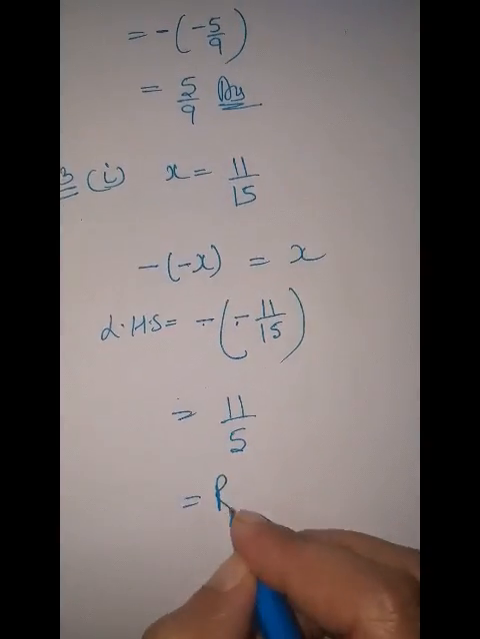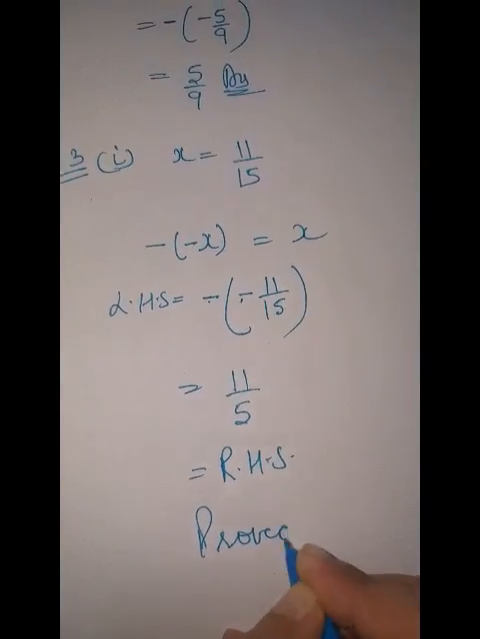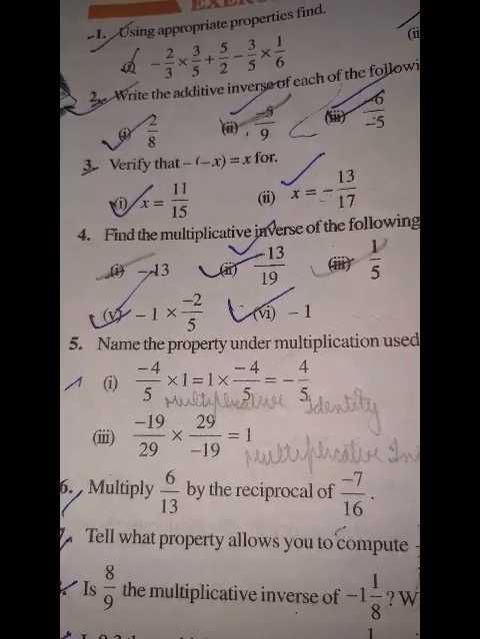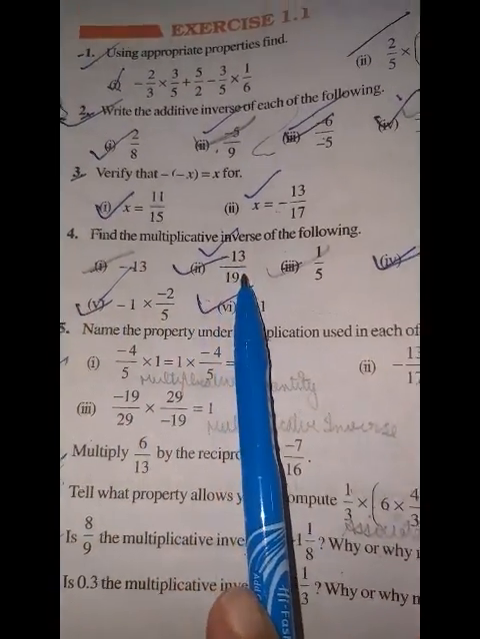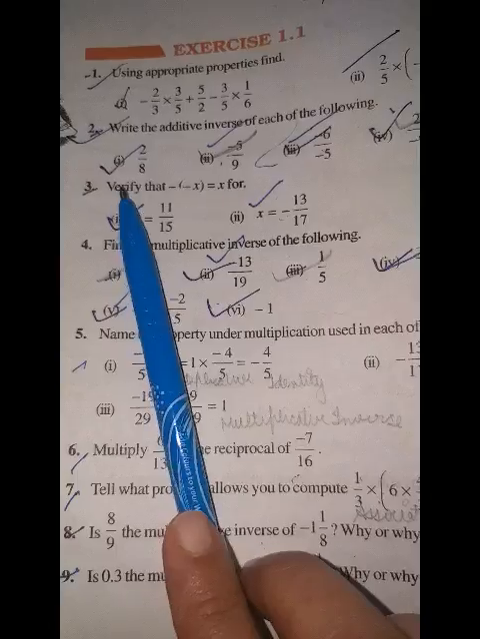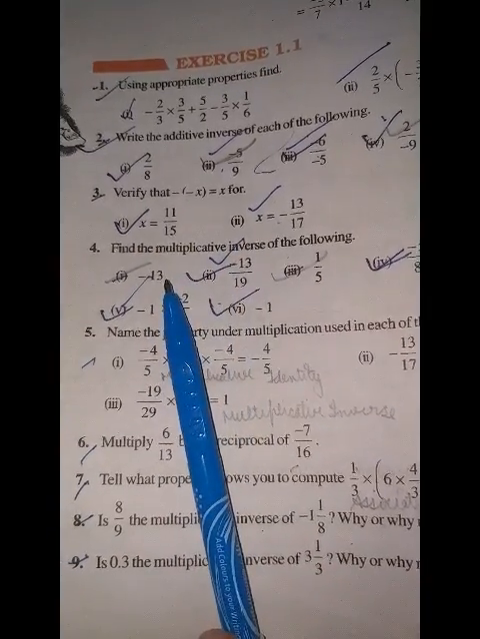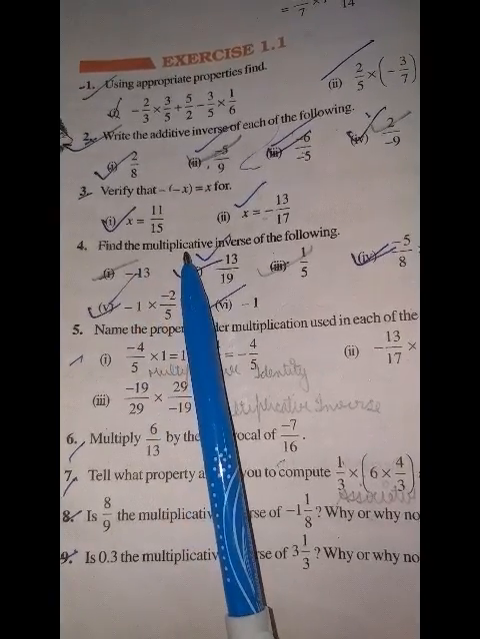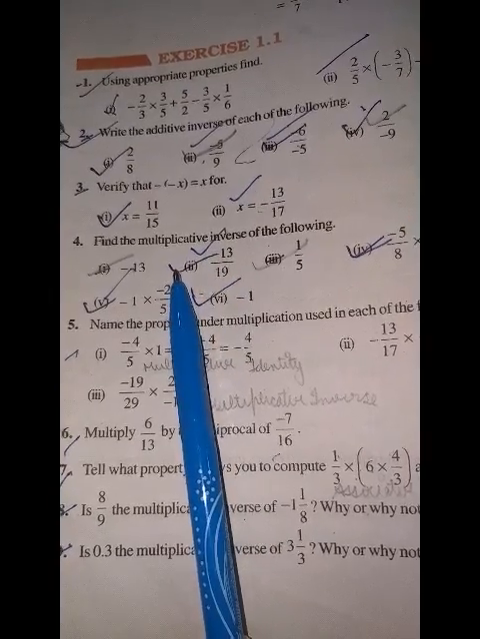It is equal to right hand side. Proved or verified. You can write one thing. Now we are starting with question number 4. Find the multiplicative inverse. Students, first in the second question I have told you about additive inverse.